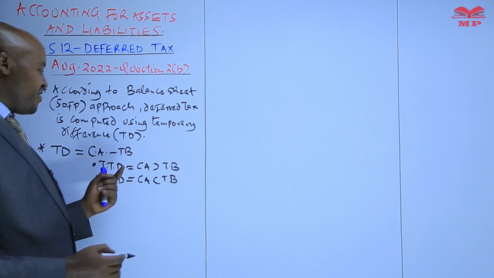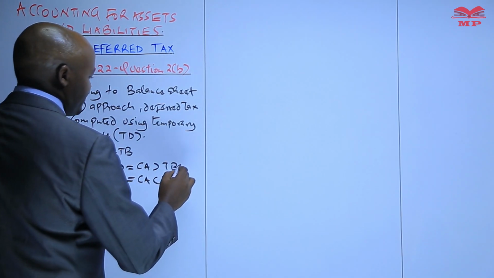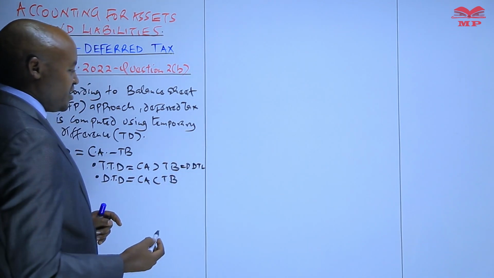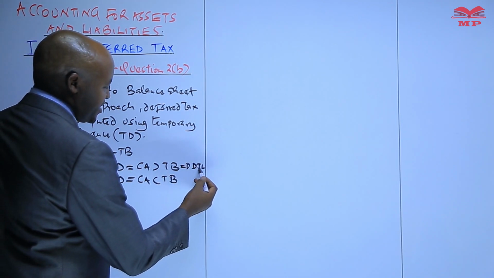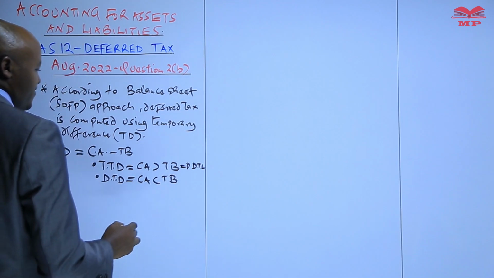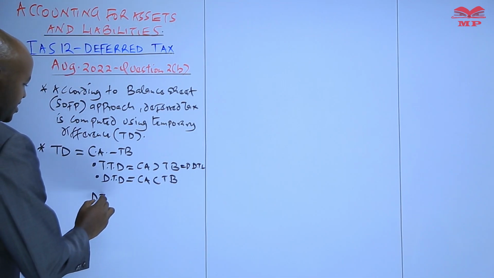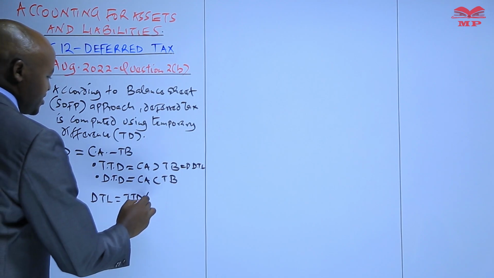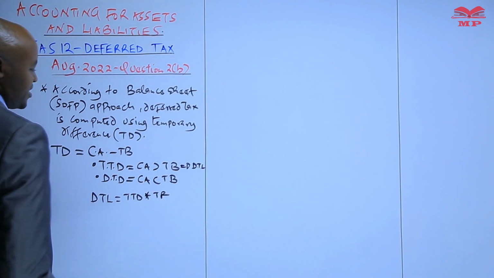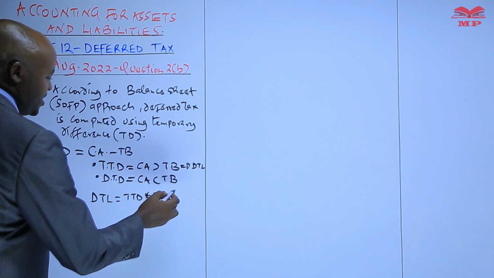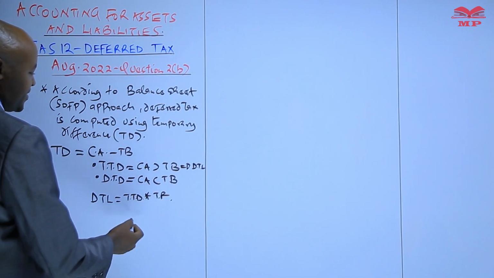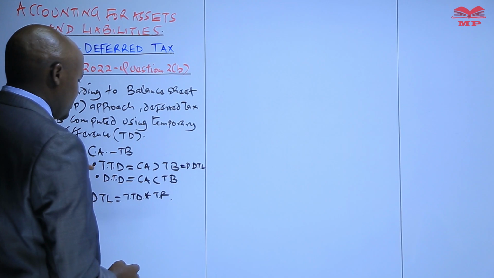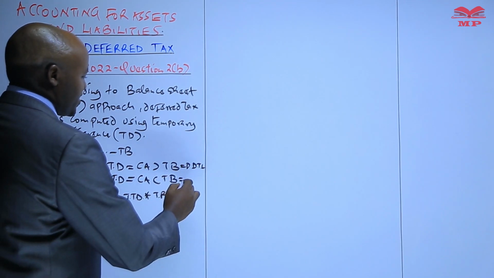A deductible temporary difference. Now, a taxable temporary difference gives rise to something called a deferred tax liability, abbreviated as DTL. Therefore, to compute the deferred tax liability, we take the taxable temporary difference times the tax rate, abbreviated as TR. So this taxable temporary difference times what? Times the tax rate.